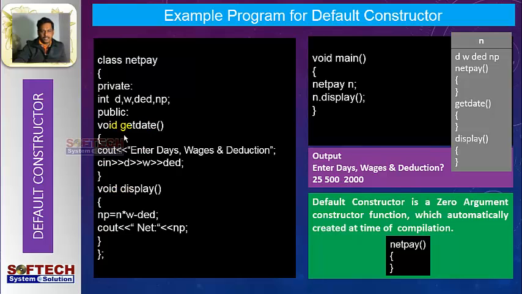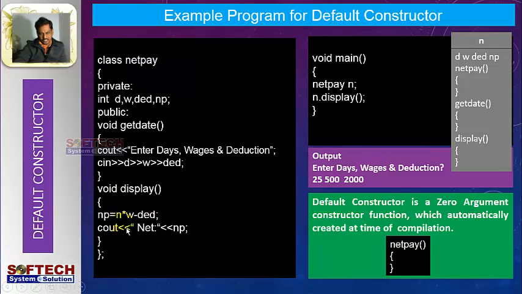Through the getdata function, we get the number of working days, wages per day and deduction. Through the display function, we calculate net pay, that is number of days into wages per day, then minus deduction. Deduction is here: the worker got an advance amount already. Then we want to deduct that advance amount, that loan amount, every month.